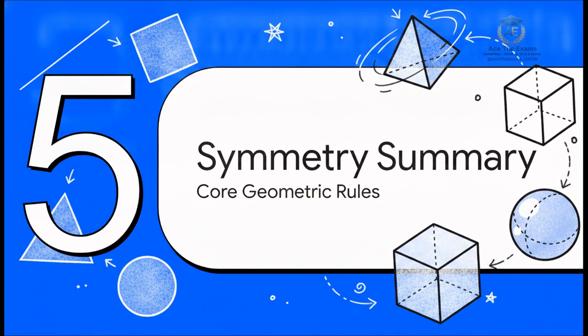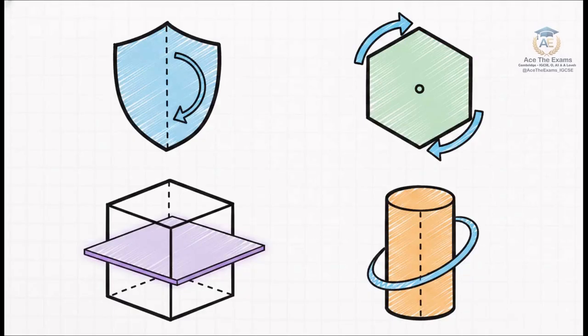Finally, Section 5, the ultimate symmetry summary. We've covered a tremendous amount of ground today, so let's lock these core geometric rules securely into your memory. Students who implement these mathematics strategies see an average improvement of 2 grade boundaries, but only if they practice consistently with our weekly videos. Here is your ultimate cheat sheet, side by side.